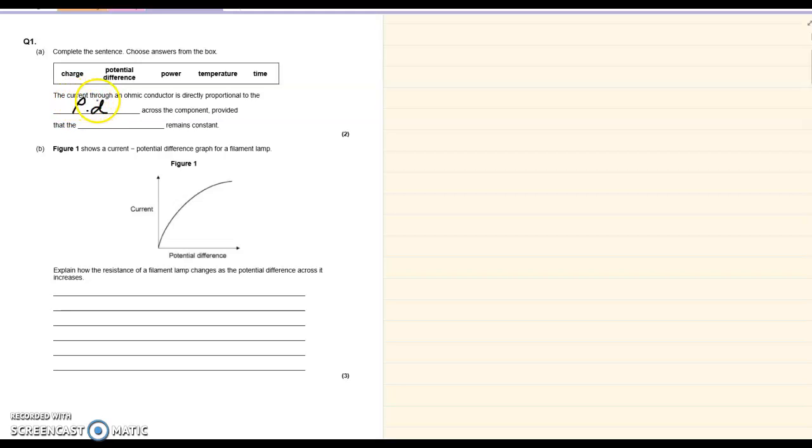We know the current is directly proportional to the potential difference, the voltage, provided that the key fact about ohmic conductors, we need a constant temperature.